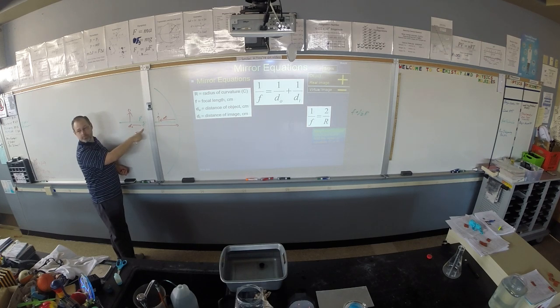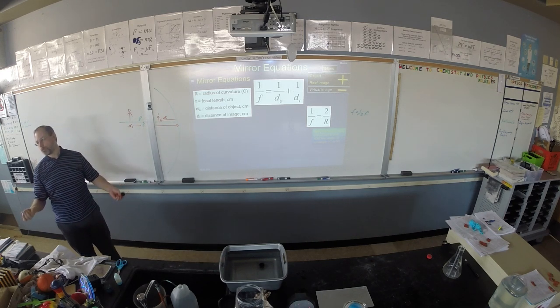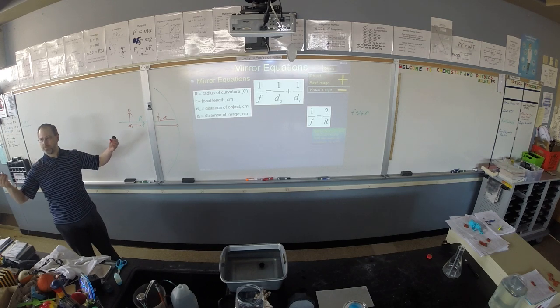Now, is this F real or virtual? Take a guess. Real. It's real, because it's on the real side of a mirror. This is the real side of a mirror. Well, how would you have a virtual focal point for a mirror?